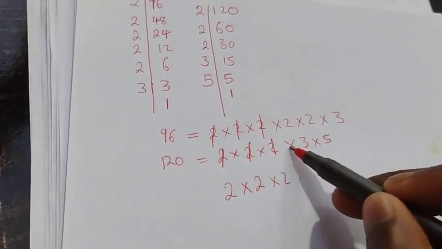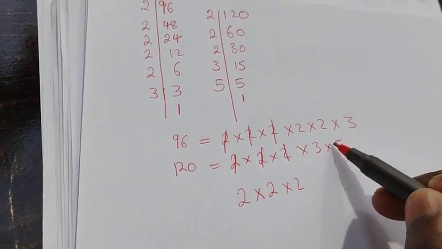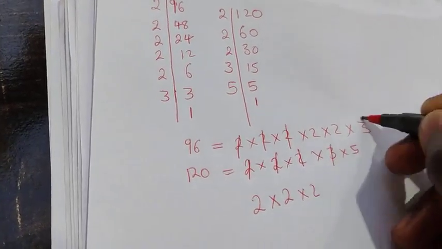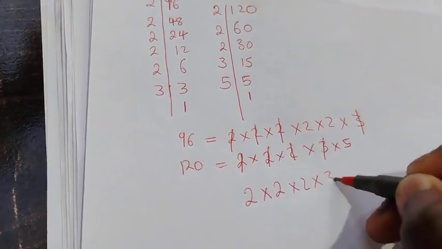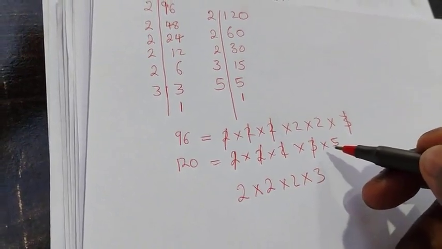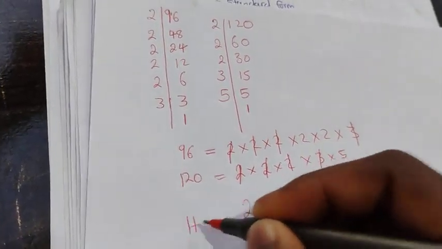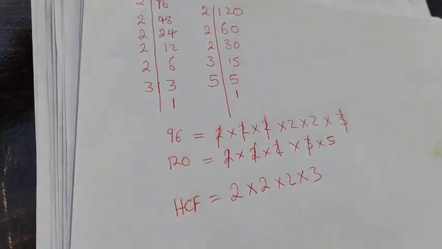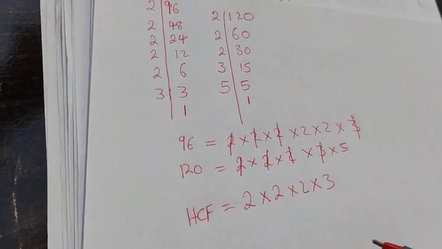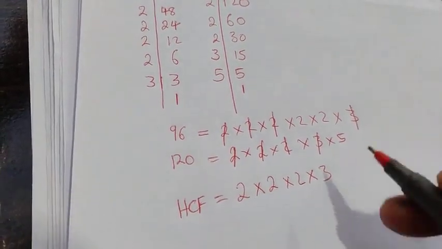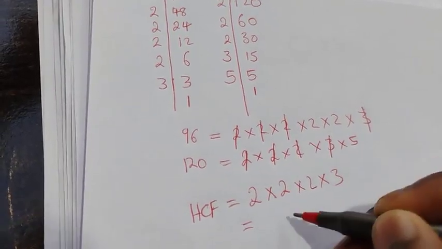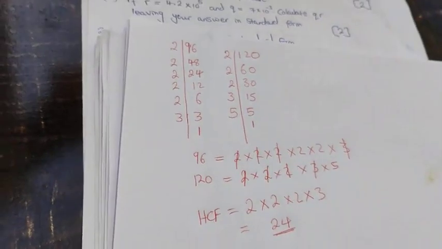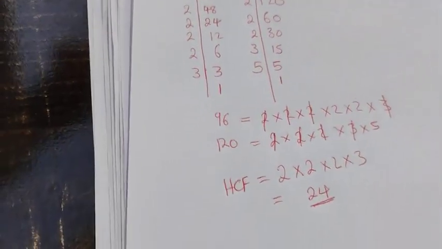Now 2 is over. There is no longer 2 on this side. Now 3 is on both sides, so we take 3. 5 is only on one side. So this will be the HCF. 2 times 2 times 2, that's 8, sorry. 8 times 3, that's 24. So the HCF of 96 and 120 is 24.